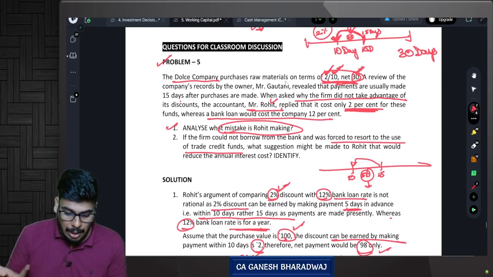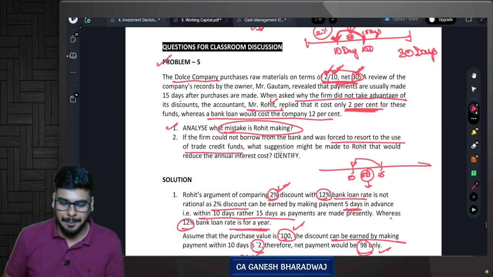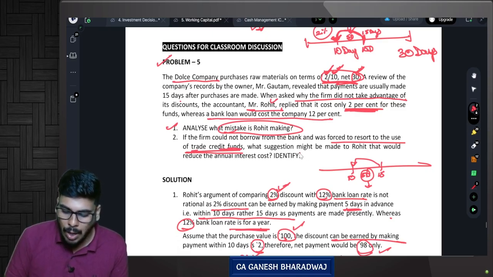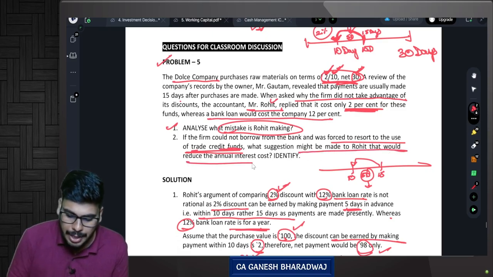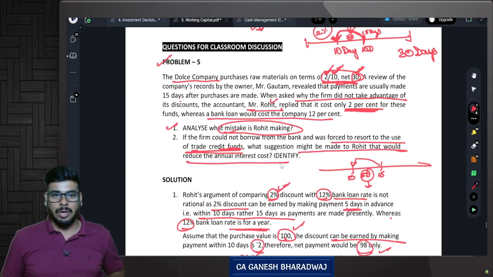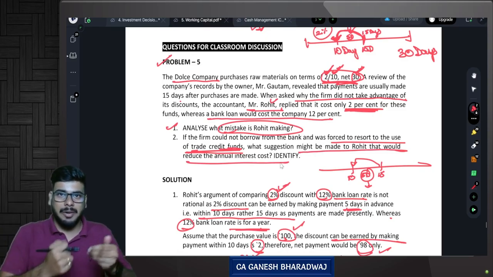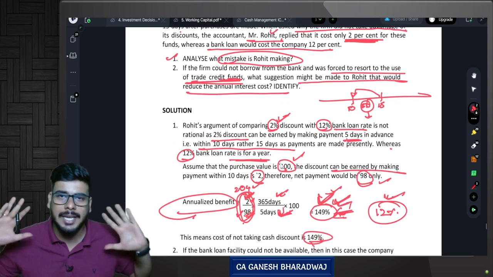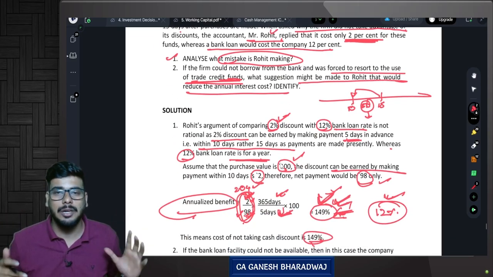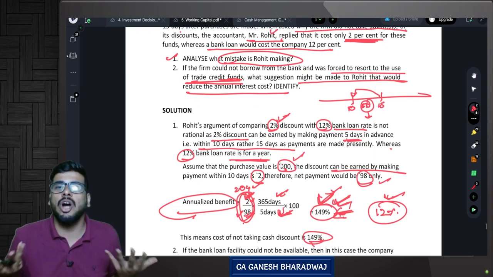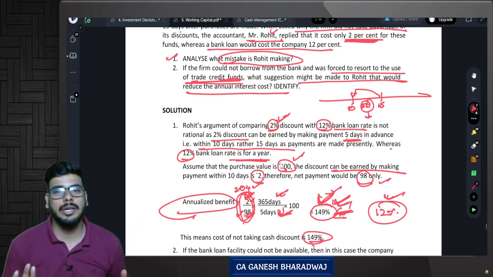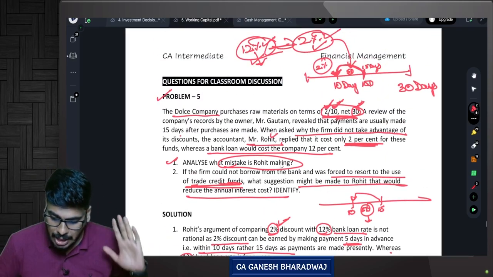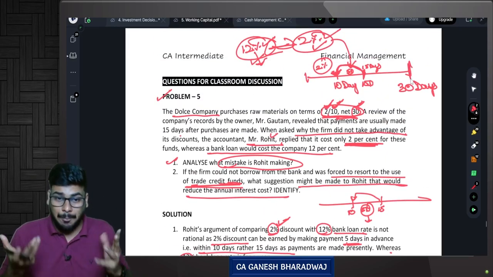Now, suppose the firm could not borrow from the bank and was forced to resort to the use of trade credit funds. What suggestion might be made to Rohit that would reduce the annual interest cost? Now, if I am able to borrow the money, I can make the payment quickly, I can make the payment within 10 days, and I can get the discount benefit. Suppose I am not able to get the bank loan, then what needs to be done? Then anyways, you need to pay within 30 days. No doubt about that. So within 30 days, you need to pay. Suppose you're not getting the loan.